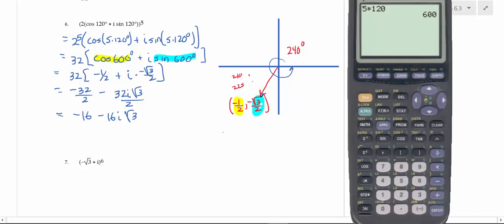Now, one thing I'm curious about, I haven't tried this in a long time, but I thought I'd just try it and see what happens. If you had your calculator in degree mode, and if you wanted to check this, you would put in the original problem. You'd go 2 parentheses, cosine of 120 degrees, plus, now you can put the i in because you do have the imaginary number there, times sine of 120, and then you could raise the whole thing to the 5th power. I'm just curious what comes up, okay?